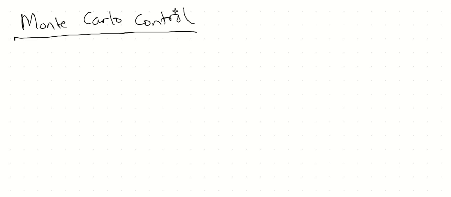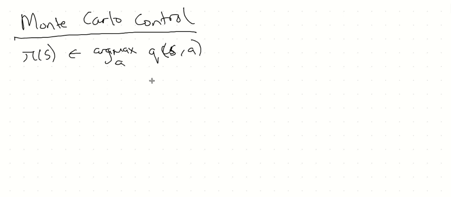So the idea is that with Monte Carlo control, we are essentially solving the same problem that we had when we were doing policy improvement, right? So given a policy pi(s), what we're going to do is take the argmax over all actions of q(s, a) to actually compute the policy. If you remember this, this is how we were doing policy improvement.